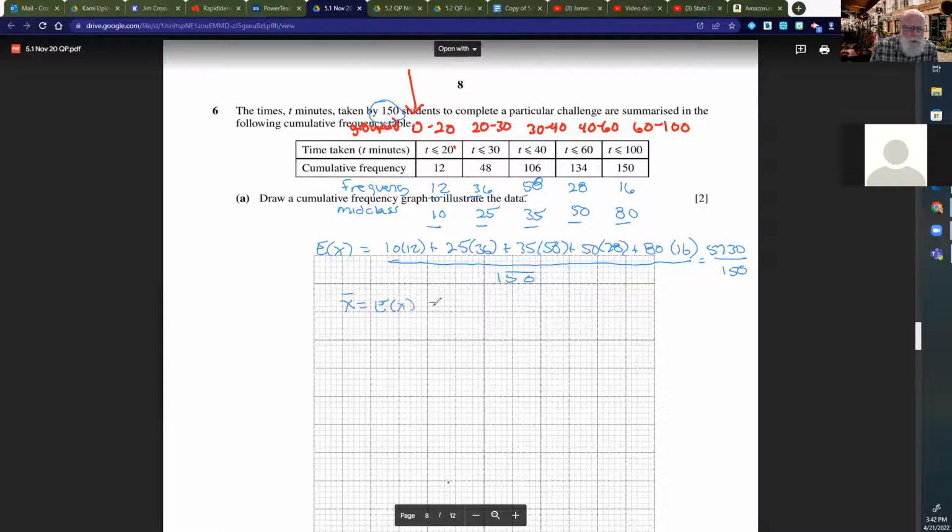38.2. Okay. Now that's the mean. Now, how am I going to find the standard deviation? Is that what they asked for, or variance? Standard deviation? Yeah. How do I find that?